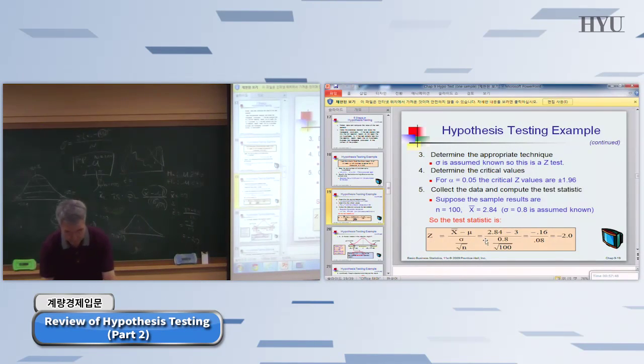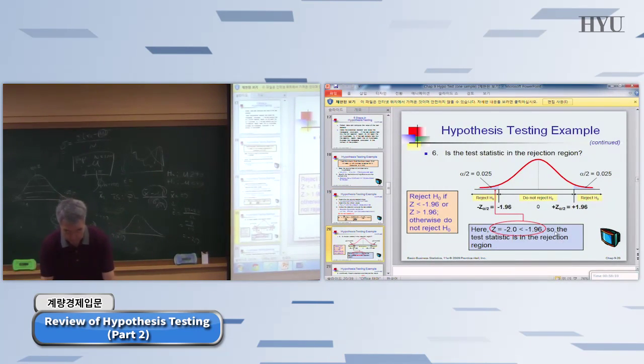So here, set up the critical value and the rejection region. And then based on the actual sample mean and the sample size, you can calculate the test statistic. The test statistic in this example came out to be -2. So here we have critical values of -1.96 and +1.96, but the test statistic is found here, inside the rejection region.